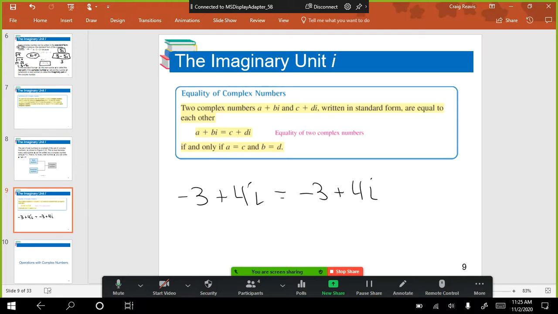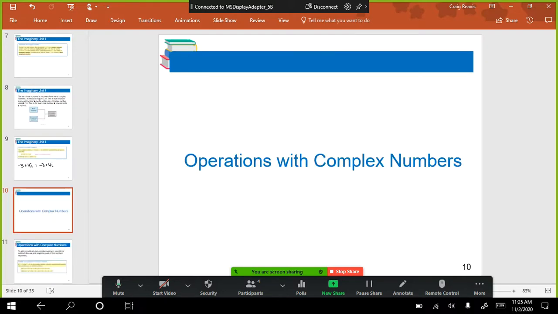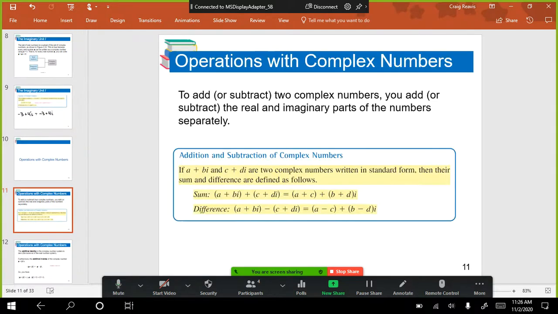So let's go on. Operations with complex numbers: adding, subtracting, multiplying, dividing. To add or subtract two complex numbers, you add or subtract the real and imaginary parts of the numbers separately. It's kind of like dealing with variables. You add the real part to the real part, the imaginary part to the imaginary part.